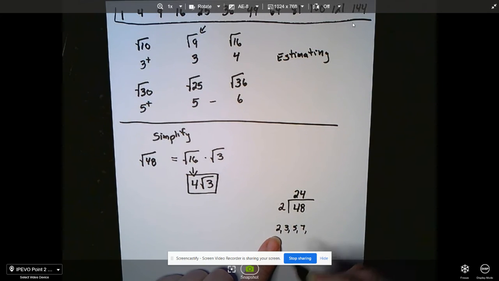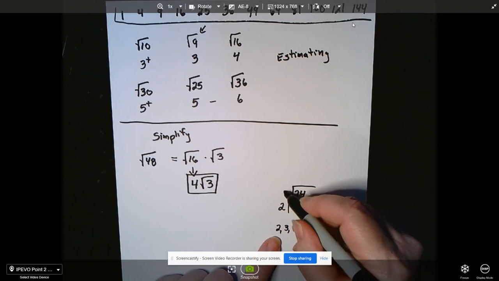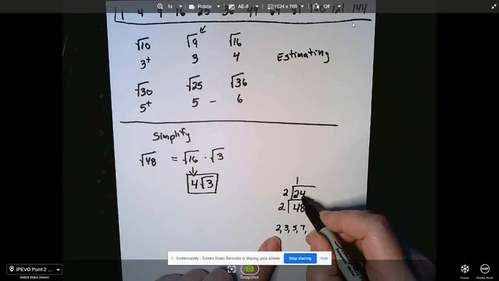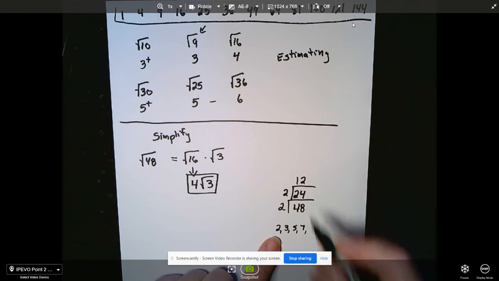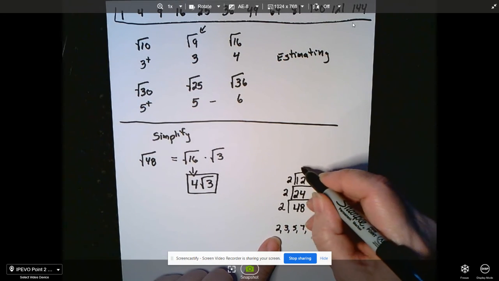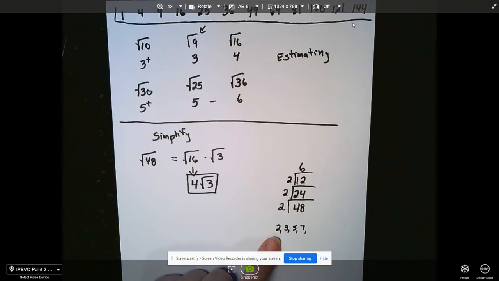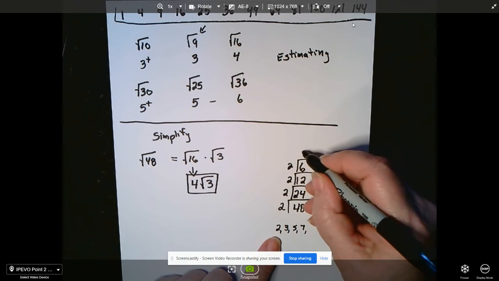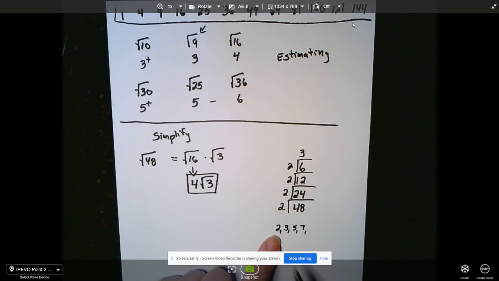24 is even, so I can go ahead and divide it by 2 again. 2 goes into 2 once. 2 goes into 4 twice. 12 is even. I can divide it by 2 again. 2 goes into 12 6 times. 6 is even. I can divide it by 2 again. Well, now I can't divide by 2 any longer, but now I can divide by 3.